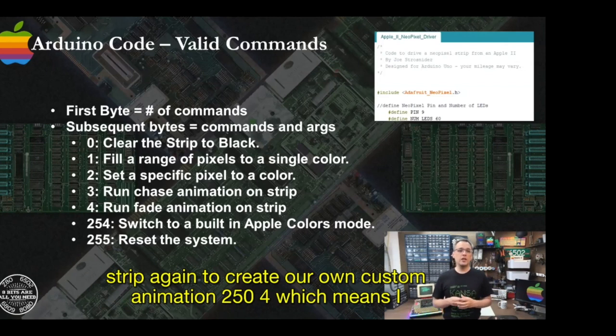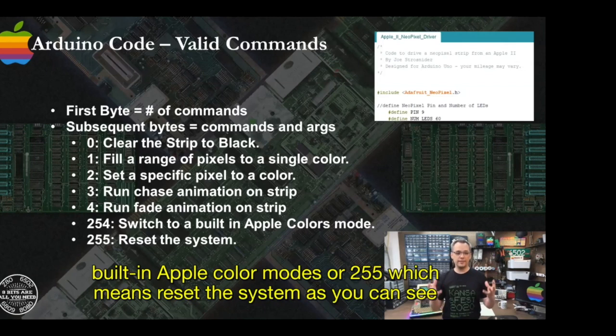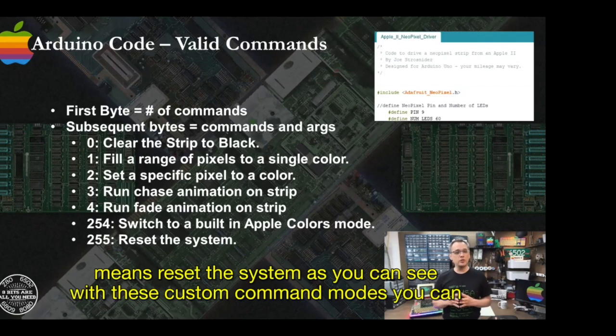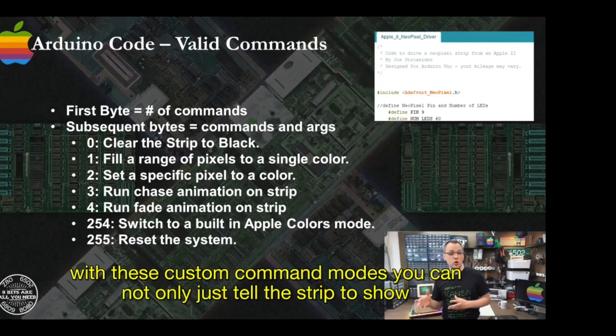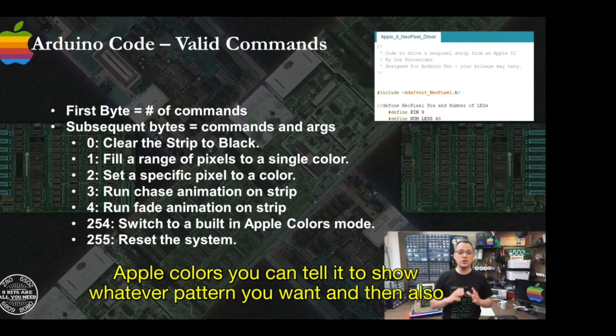254, which means I want you to switch to one of the built-in Apple color modes, or 255, which means reset the system. As you can see, with these custom command modes, you can not only just tell the strip to show Apple colors, you can tell it to show whatever pattern you want, and then also animate it.